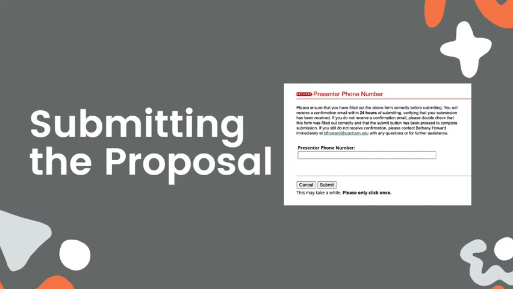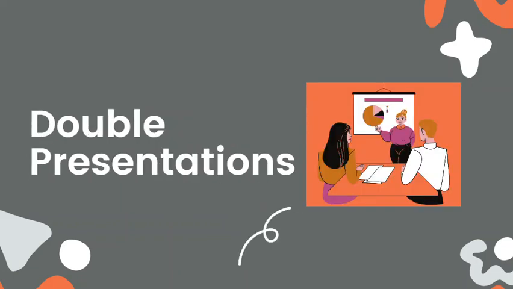If you do not receive a confirmation email, and this is very important, please double check that the form was filled out correctly and that the submit button was pressed to complete the submission. If you still do not receive confirmation, please contact the Campus Research Day chair immediately for further assistance, as your proposal most likely did not go through or was not completed correctly.